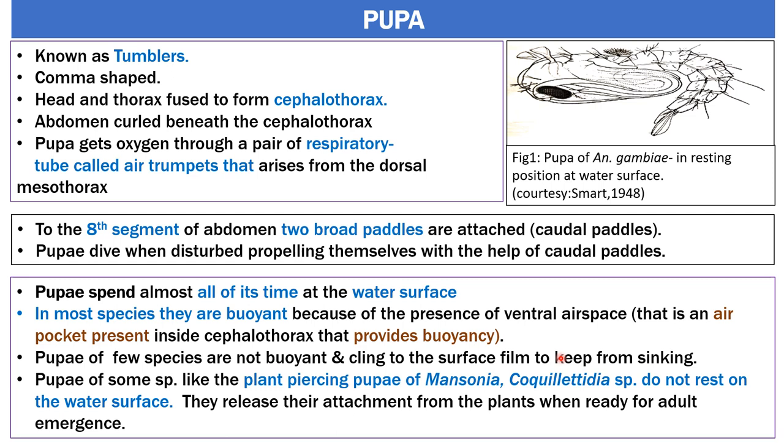Pupae of some species, like the plant-piercing pupae of Mansonia, Coquillettidia, etc., do not rest on the water surface as they attach to the underwater vegetation. They release their attachment from the plants when ready for adult emergence.